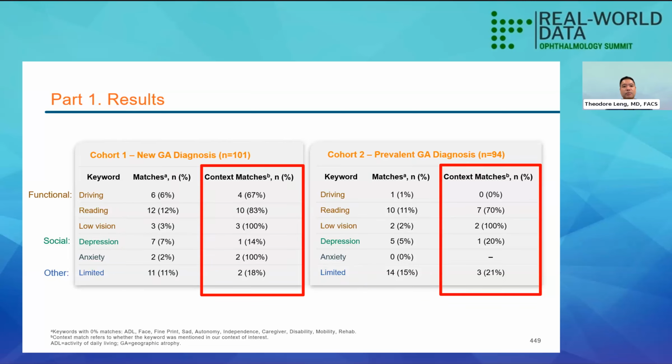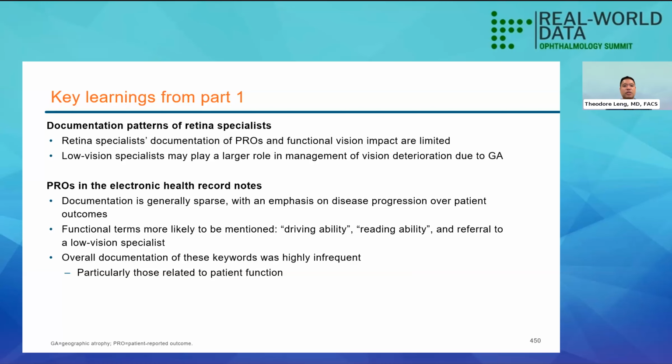Moreover, when we analyzed whether the keyword that appeared was contextually relevant to GA, we saw a wide range, all the way from 0 to 100% relevance and correlation. What this told us was that retina specialist documentation of functional outcomes is limited, and that low vision specialists may be playing a larger role in the management of vision loss. Also, documentation of functional outcomes in the EHR was sparse, with more emphasis on disease progression over patient function. Now, the most common keywords mentioned were driving and reading ability, as well as referrals to low vision specialists.